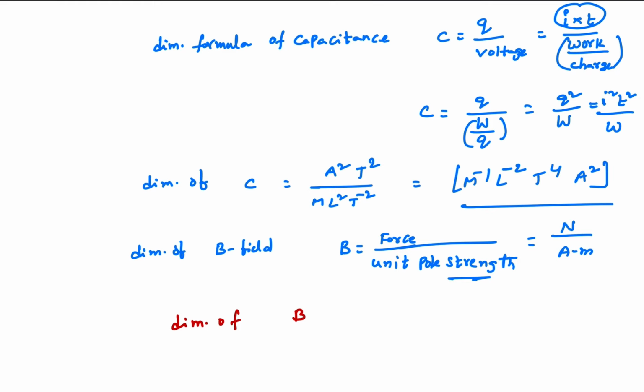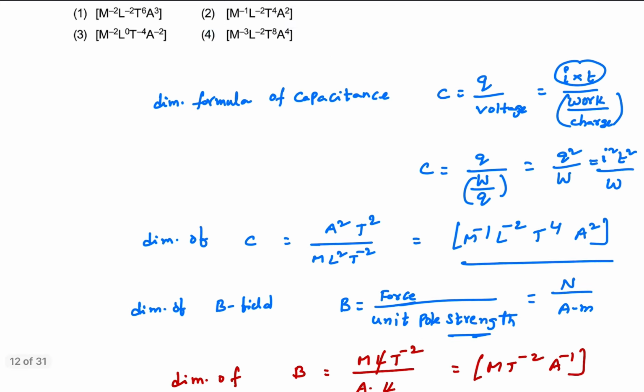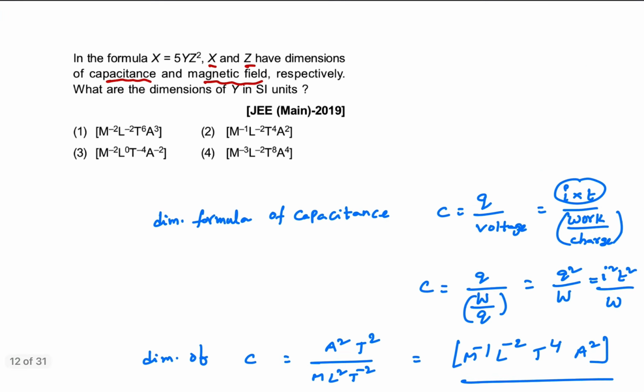Dimension of B is Newton, that is M L T power minus 2, divided by the ampere, which is ampere only, and meter is L. So L and L get cancelled. Finally, I will get M T power minus 2 A power minus 1. This is my dimension of B.